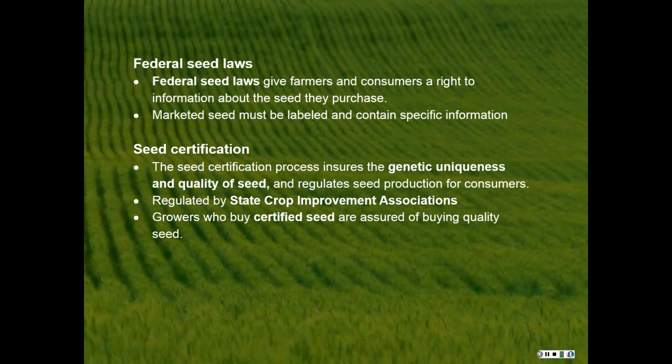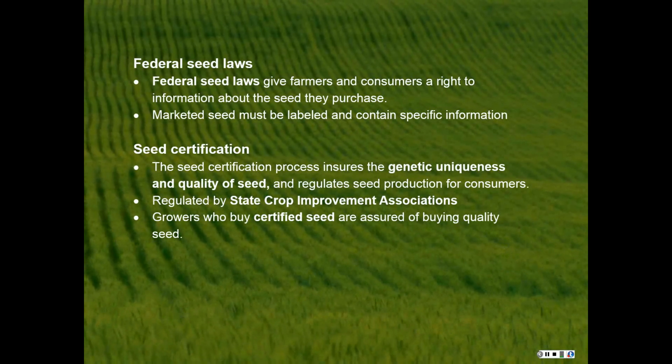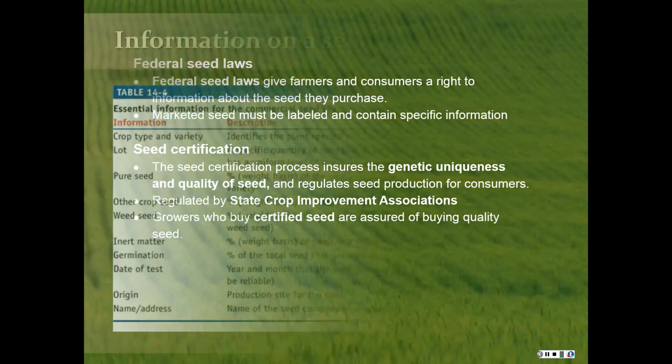And there are federal seed laws that exist to give farmers and consumers information about the seed that they purchase. They also require that seed that's sold must be labeled and contain certain information required by law. And then the seed certification process just ensures the genetic uniqueness and quality of the seed, and also regulates seed production for consumers. It's regulated by state crop improvement associations. So basically growers who buy certified seed are assured of buying quality seed. So you know what you're getting, and you know that it's good seed, basically.